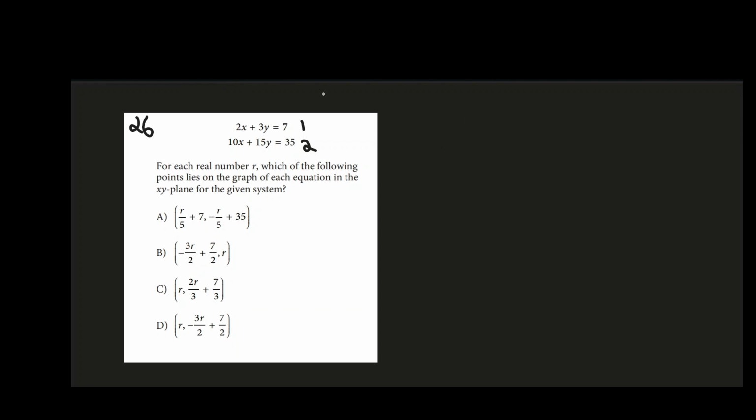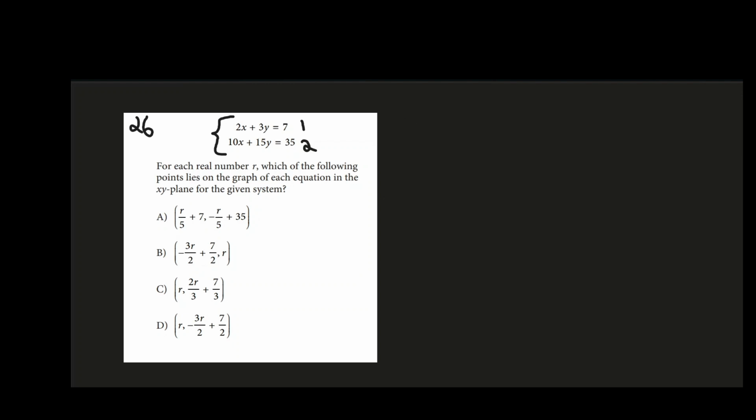And today we have another SAT question that I found on the SAT practice exam number 1, module number 1, question number 26. In this question, we have to find which of the following points lies on the graph of each equation in the xy plane for any real number r, given the system 2x plus 3y equals 7 and 10x plus 15y equals 35. Now I've numbered the top equation as 1 and the bottom equation as number 2.